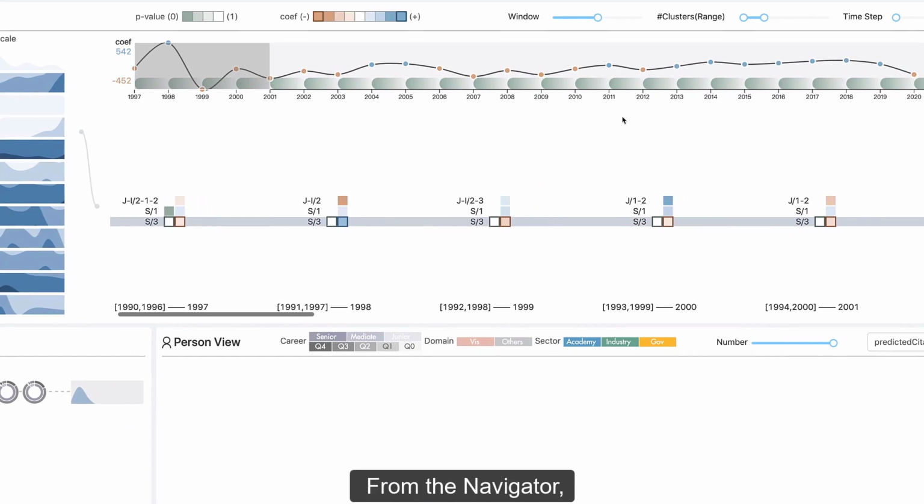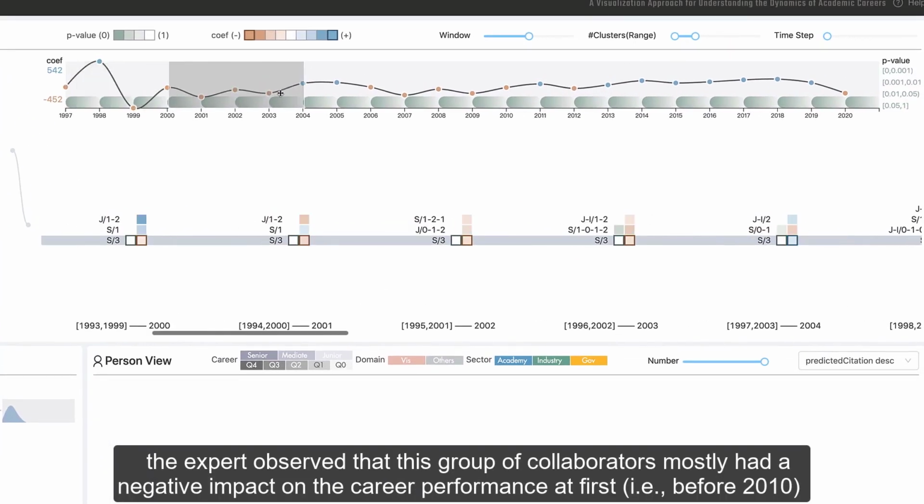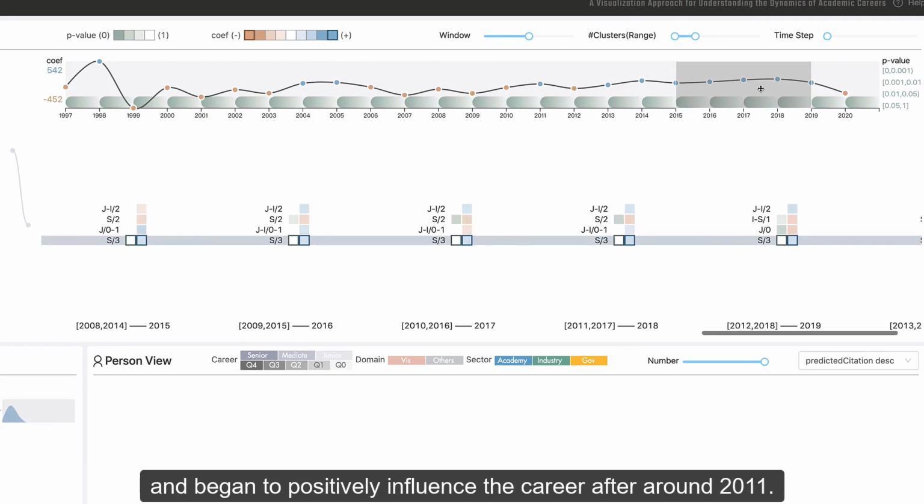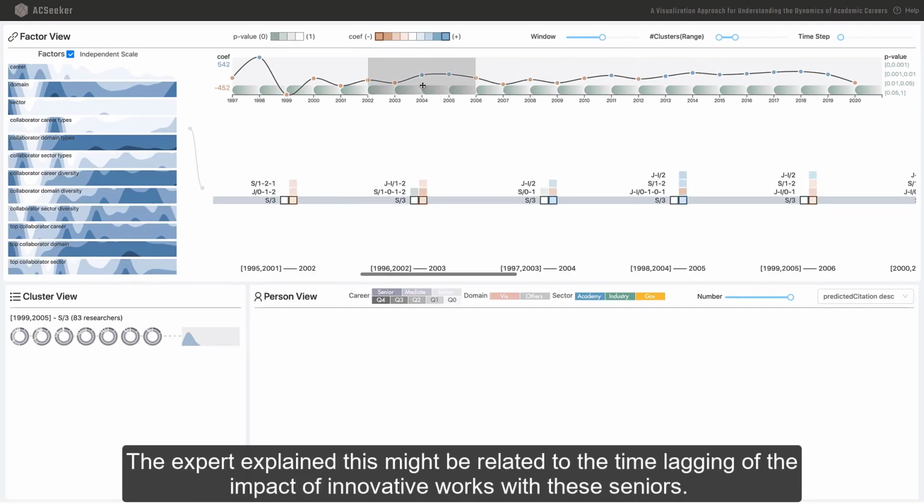From the Navigator, the expert observed that this group of collaborators mostly had a negative impact on career performance at first, like before 2010, and began to positively influence the career after around 2011. The expert explained this might be related to the time lag of the impact of innovative works with these seniors.